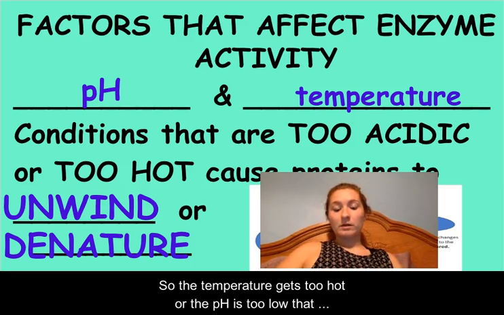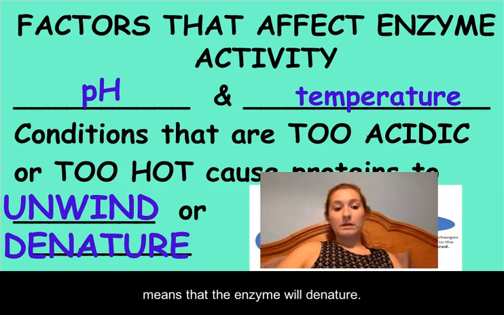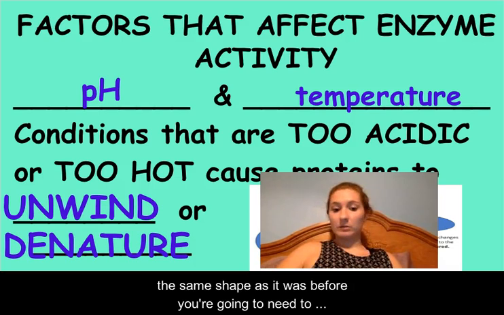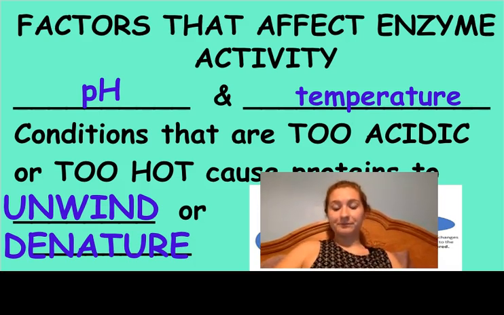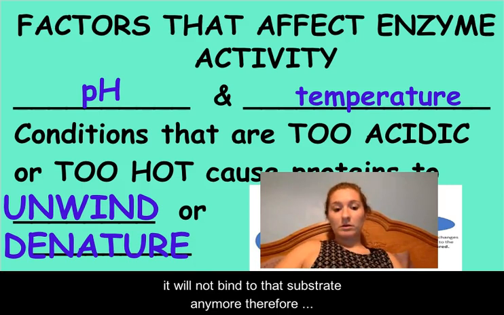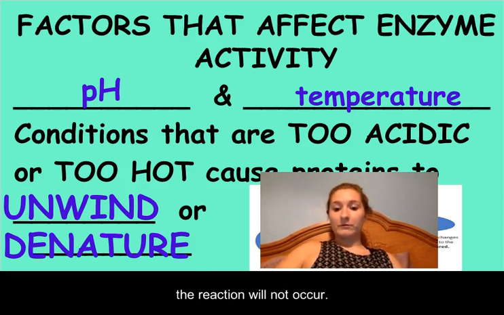If the temperature gets too hot or the pH is too low, that means that the enzyme will denature. That means to change shape. So the enzyme is not going to be the same shape as it was before. You're going to need to know that word, denature. This will cause the enzyme's active site to change shape, so it will not bind to that substrate anymore. Therefore, the reaction will not occur at the time that it's needed.